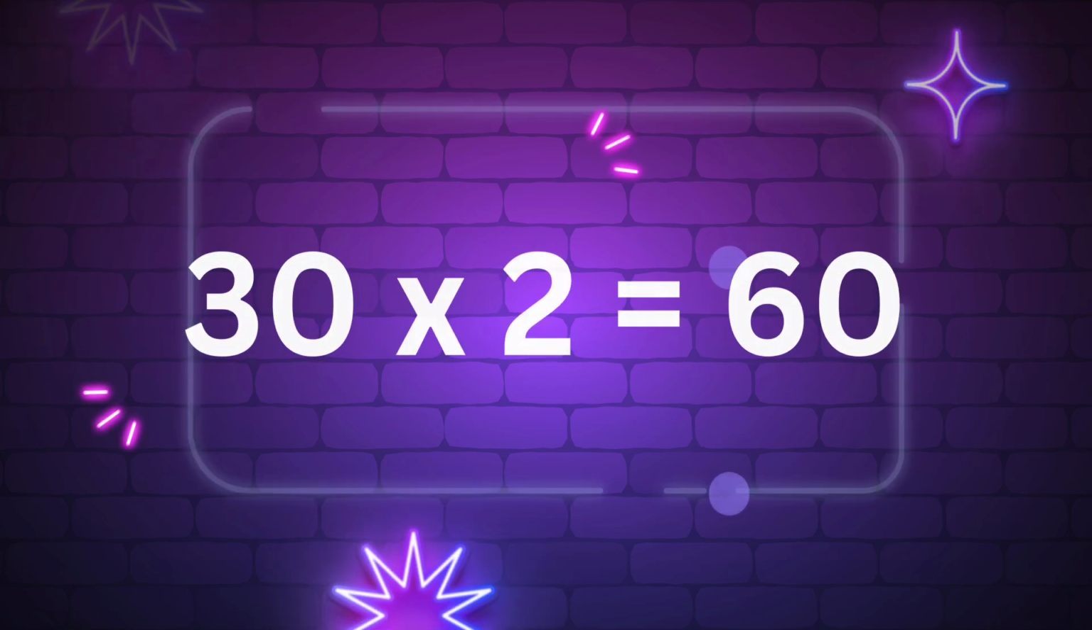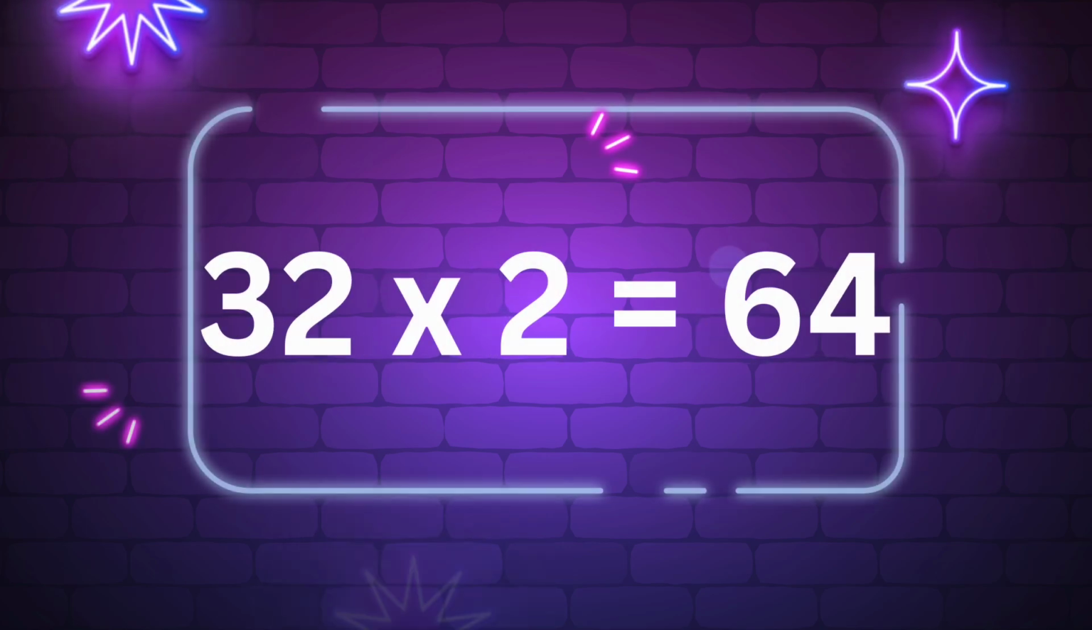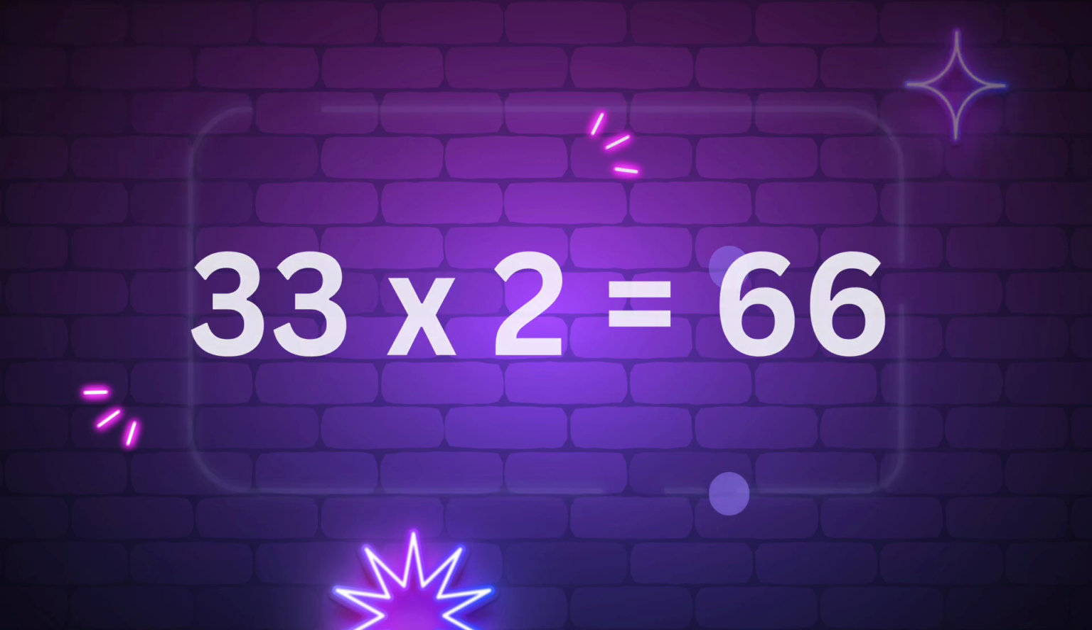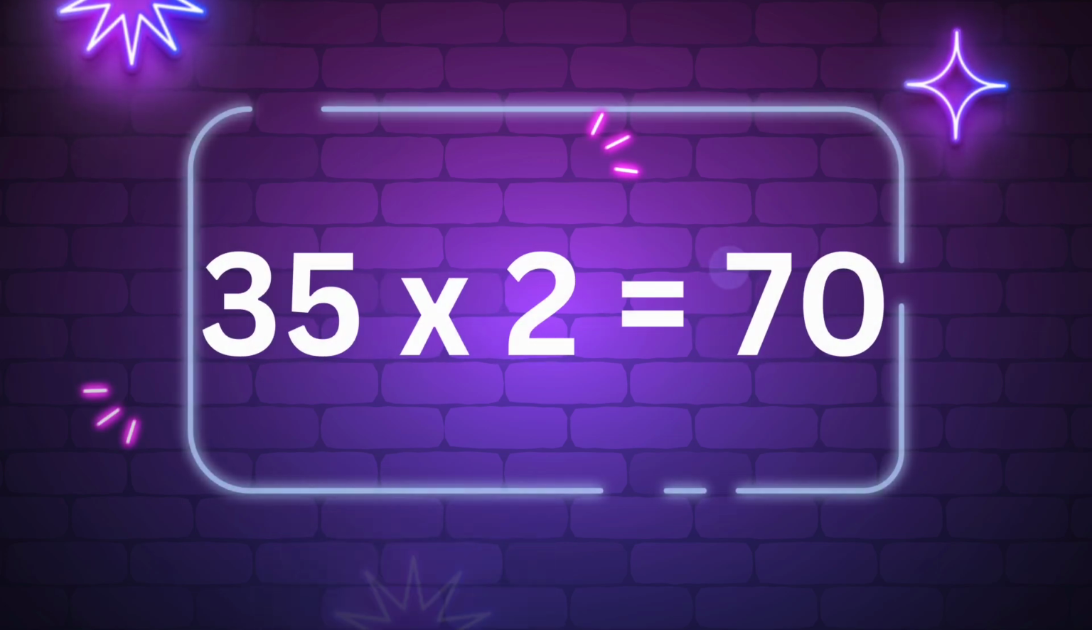30 times 2 is 60. 31 times 2 is 62. 32 times 2 is 64. 33 times 2 is 66. 34 times 2 is 68.